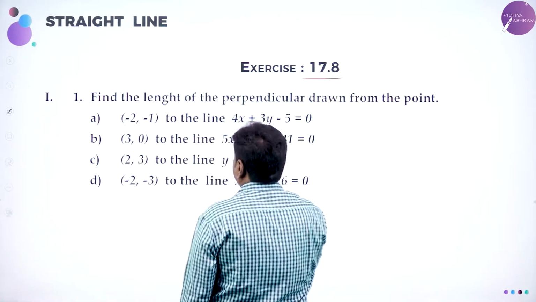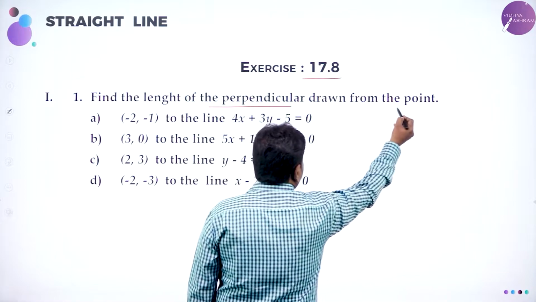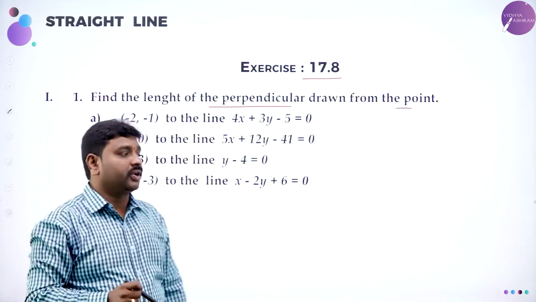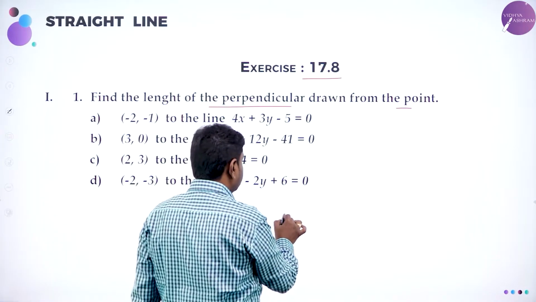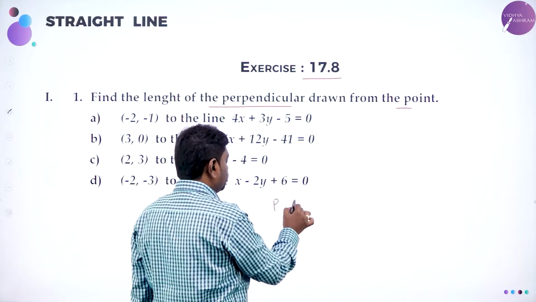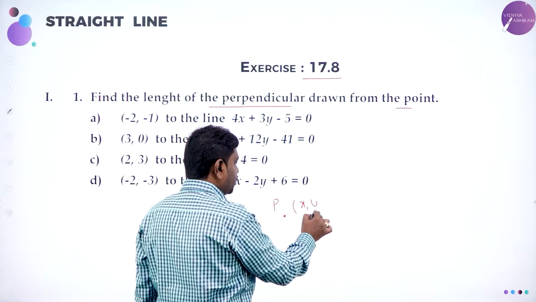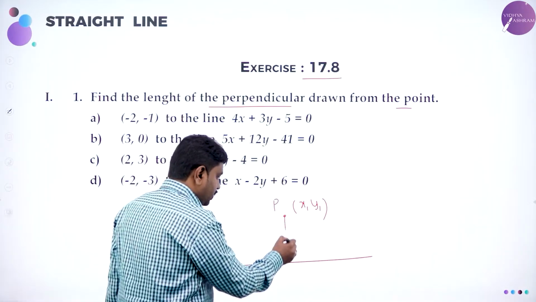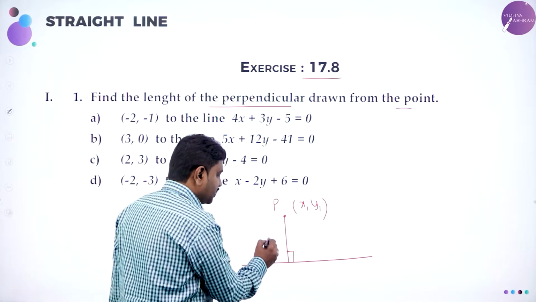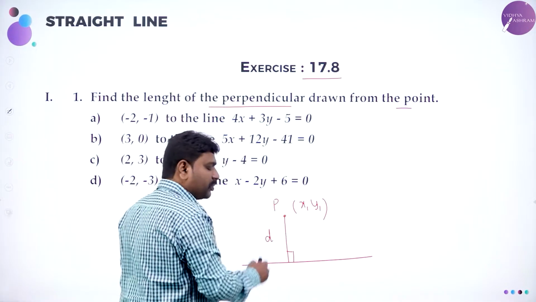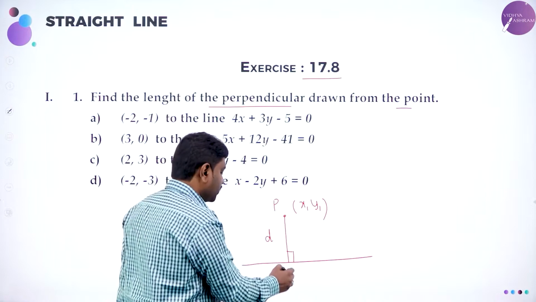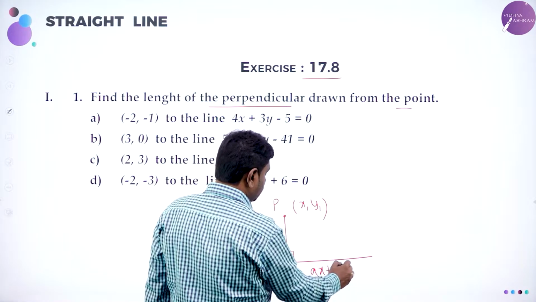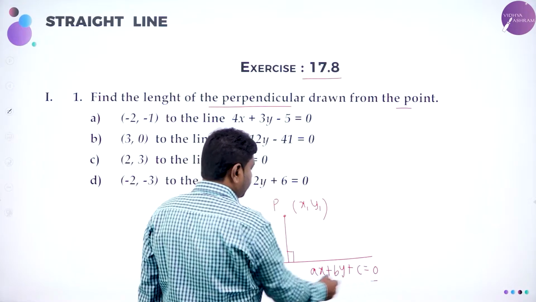They are asking you to find the length of the perpendicular drawn from the point. They will give a point, we call it x1, y1, and they will give a line, and you should draw the perpendicular and find its length. I can also call this length of perpendicular the distance of the point from the line. And the line is ax plus by plus c equal to 0. Always write the line in the general form.